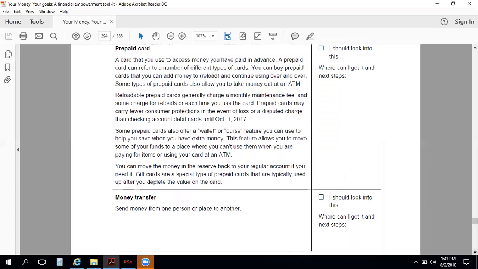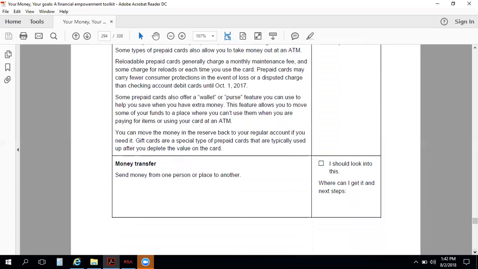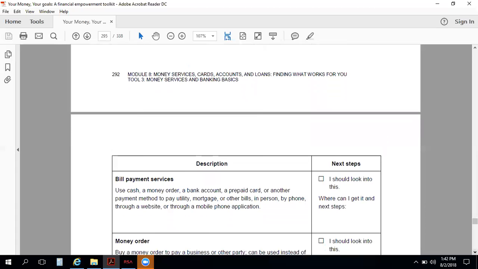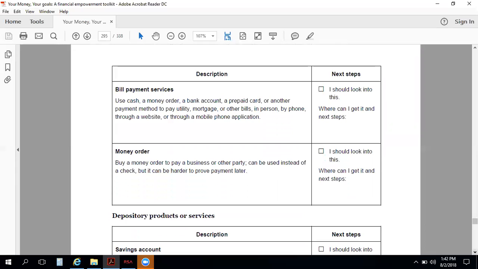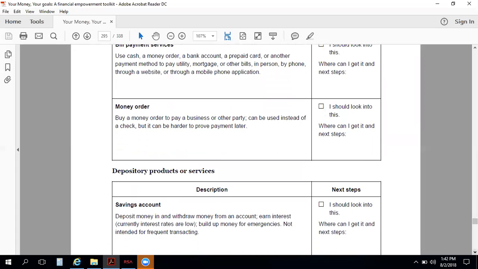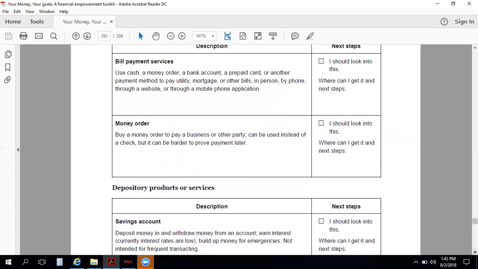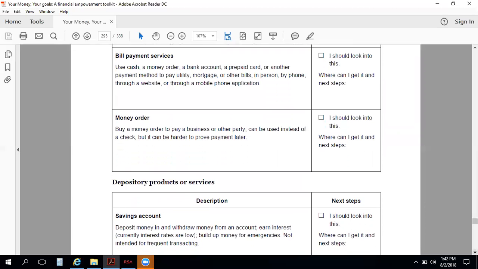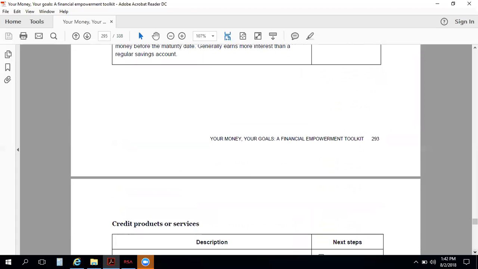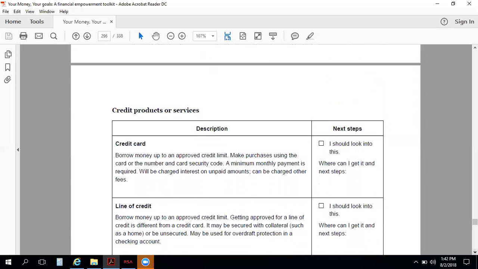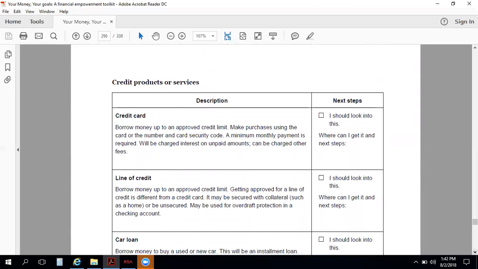Prepaid card and money transfers, not going to go into that, but I think you get the idea. It's just different options that a person has for bill pay, and steps they can take to make that a little bit easier. Like bill payment services, money orders, savings accounts, certificates of deposit. There's a section here on credit cards and lines of credit and car loans.